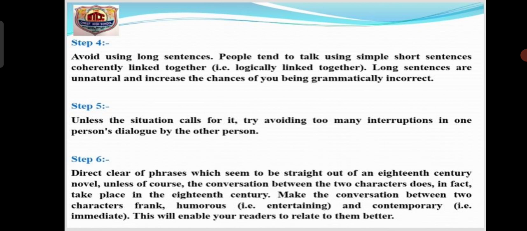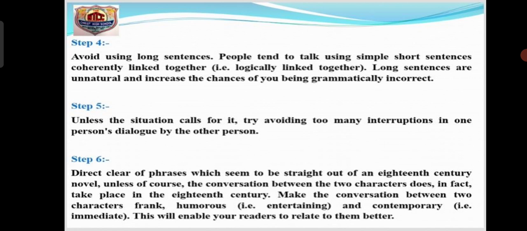Step 5 says, unless the situation calls for it, try avoiding too many interruptions in one person's dialogue by the other person. Step 6 says, steer clear of phrases which seem to be straight out of an 18th century novel, unless of course the conversation between the two characters does, in fact, take place in the 18th century.